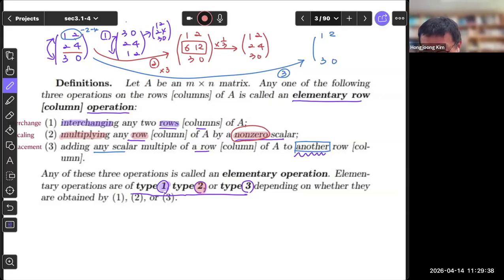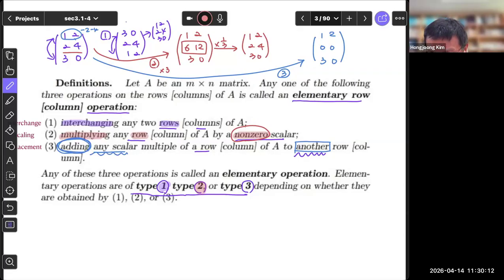Okay? But the third row operation, this type 3 operation, multiplies -2 and then adds it to the second row. Then the second row consists of 2 and 4. But if I add -2 and -4, you get just a 0. So that is the result of the type 3 operation. And here I just added this scalar multiple to a certain row, to another row.